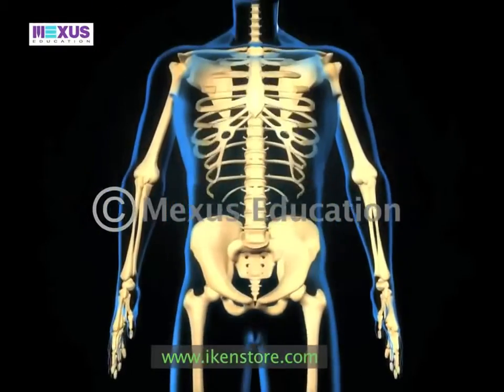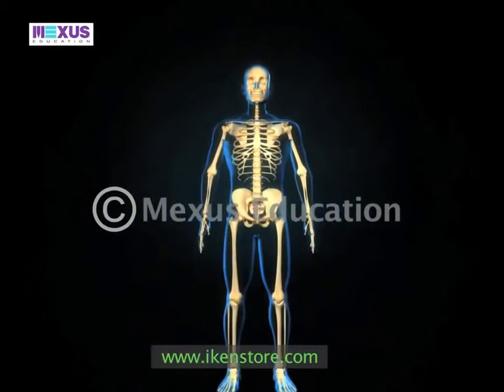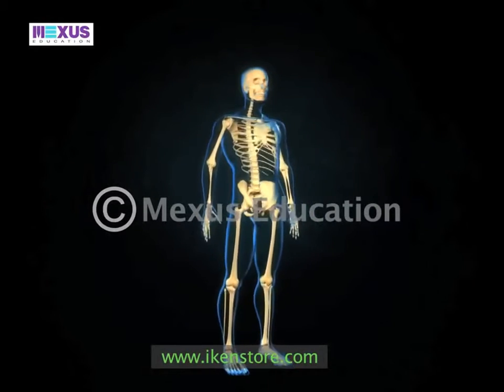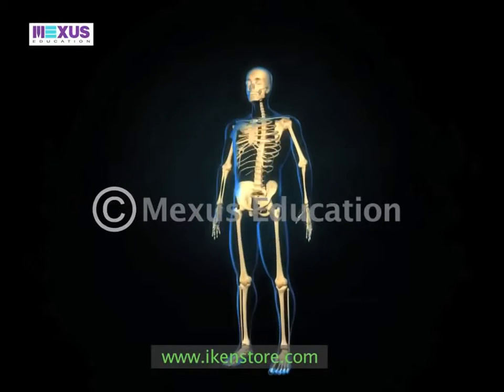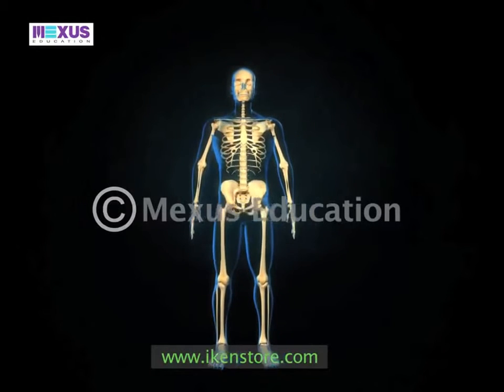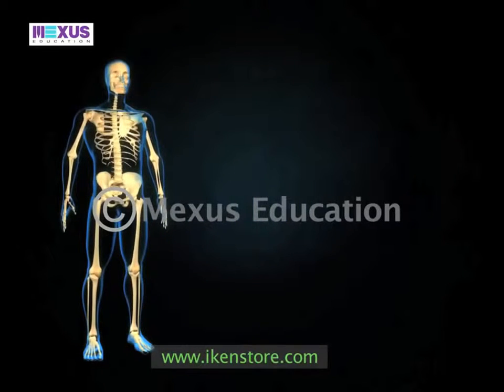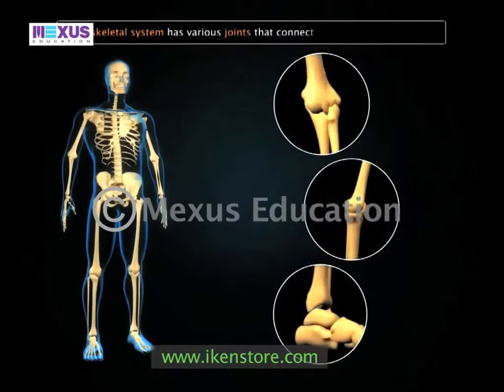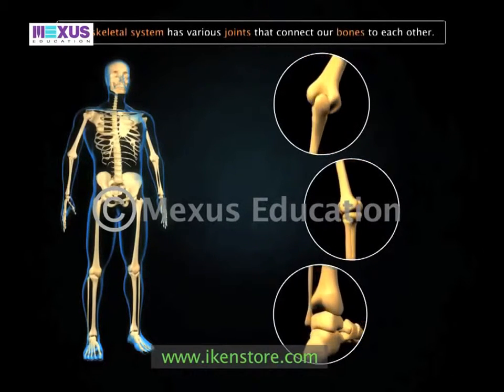The human body is capable of making some amazing movements. But if our skeleton consists of bones, how are we able to move our limbs? This is because our skeletal system has various joints that connect our bones to each other.